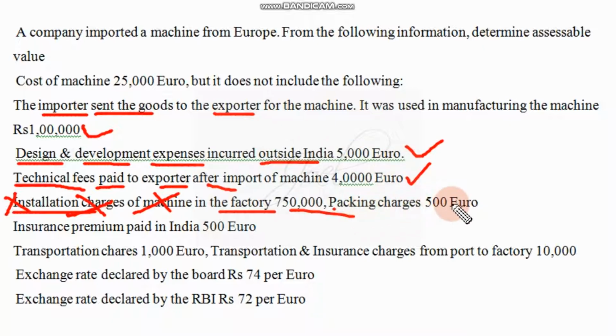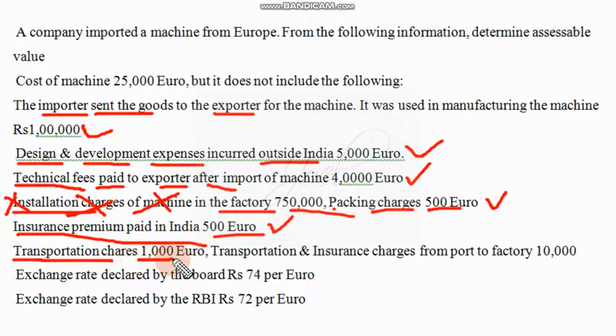Next, packing charges, 500 euros, will be considered. Packing is a part of the product. The product is supposed to be packed nicely. So that's why these expenses will be considered. Insurance premium paid in India, 500 euros. If it is given in the problem, we consider it. If it is not given, on FOB a certain percentage we have to consider. Transportation charges is also given, 1,000 euros. So again one more item is given here, so we have to consider.